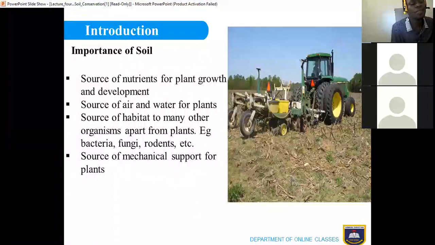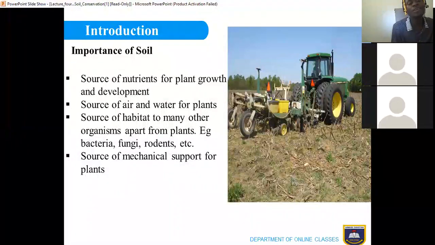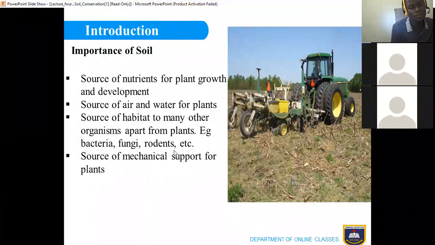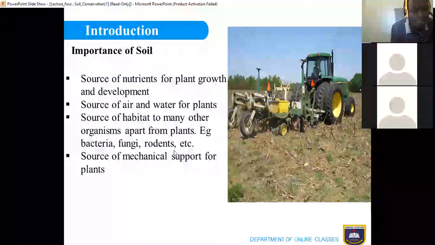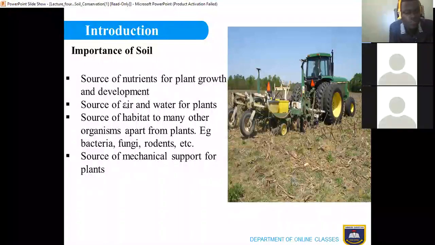What is the importance of soil at all? I've been able to give you only four, but if you read your books, there are so many importance or uses of soil. In fact, we are limiting the importance of soil to agricultural importance or agricultural uses. So I have here that it is the source of nutrients for plant growth and yield. Of course, that goes without saying. I think I mentioned that early on.